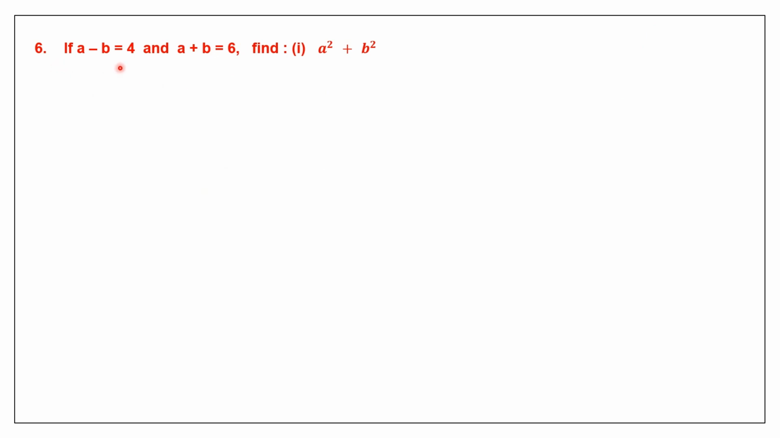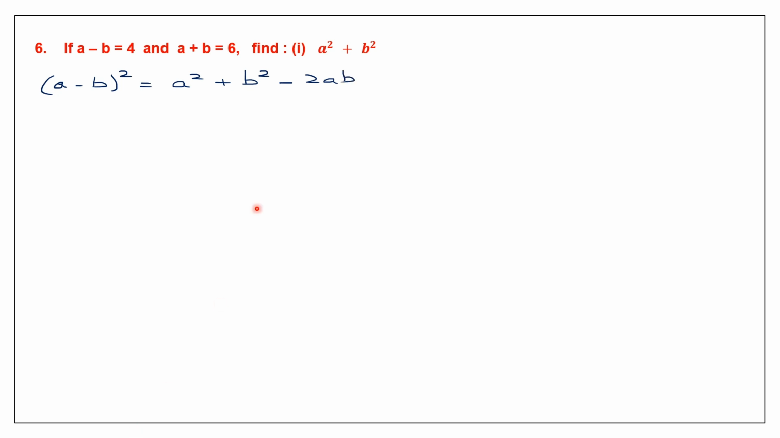Question 6. If a minus b is equal to 4 and a plus b is equal to 6, find the first one, a square plus b square. Now let's take what we've been given. We've been given a minus b is equal to 4. Let's take only a minus b and square it. So a minus b, the whole square, we know the expansion. This is a square plus b square minus 2ab because it is a minus b the whole square.